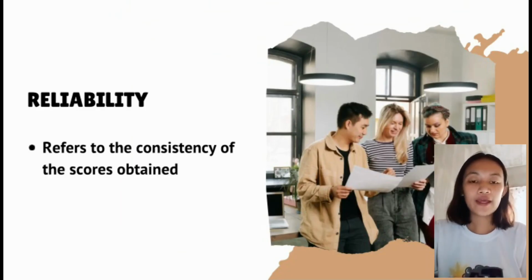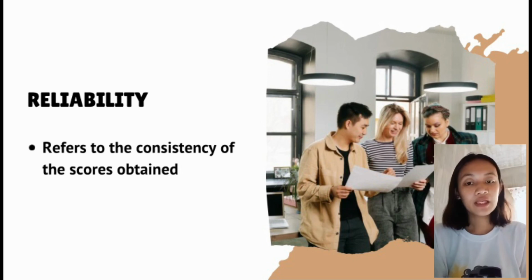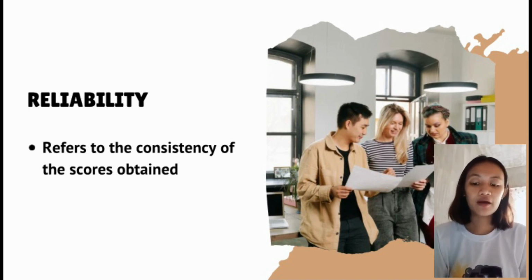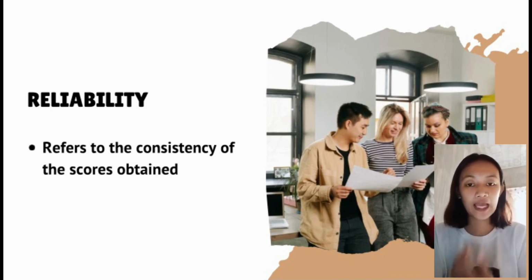Good day po, I am Elaine Mayserio at ang i-discuss ko po is about reliability. Reliability refers to the consistency of the scores obtained. Reliability refers to how consistently a method measures something. It means po if the same result can be consistently achieved by using the same methods under the same circumstances, ibig sabihin po ay kinoconsider na ito na reliable.